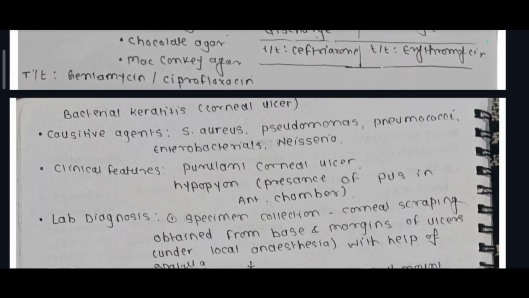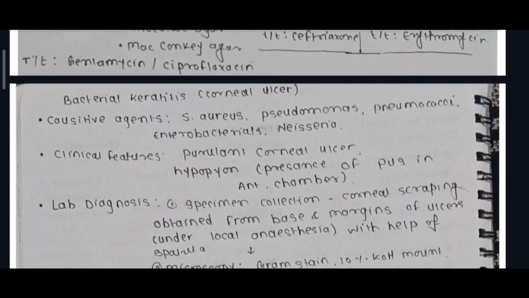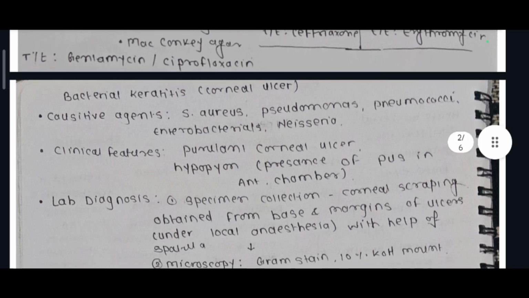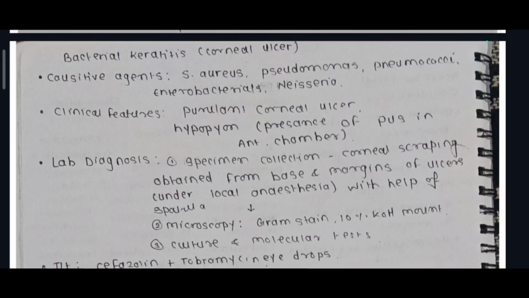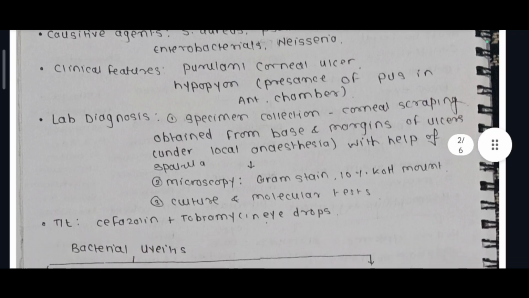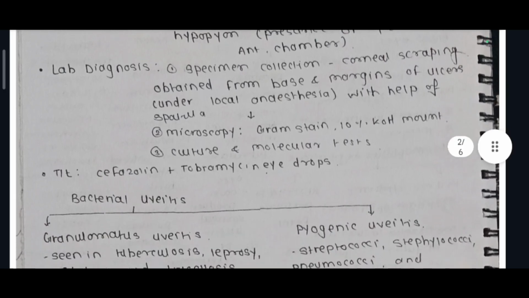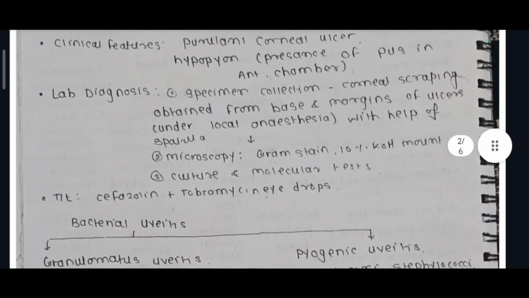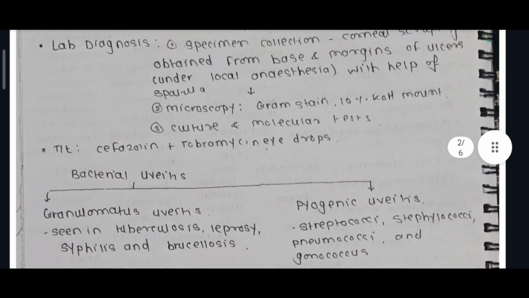The clinical features of bacterial keratitis are purulent corneal ulcer and hypopyon, that is, presence of pus in the anterior chamber. For laboratory diagnosis, specimen collection is corneal scraping obtained from the base and margins of the ulcer under local anesthesia with the help of a spatula. Microscopy is Gram staining with 10% KOH mount, and culture and molecular tests. Treatment for bacterial keratitis is cefazolin plus tobramycin eye drops.